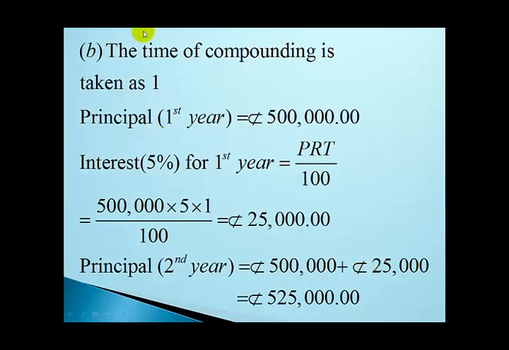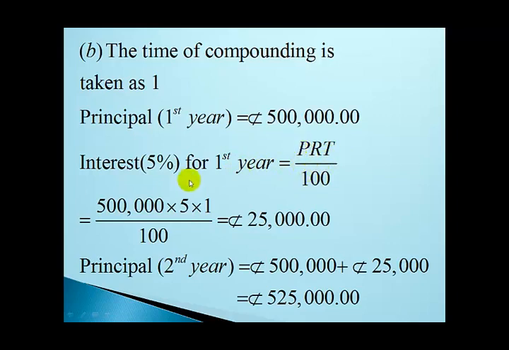Now B, the time of compounding is taken as 1. So take note of this. The principal, that is the first year, the amount invested is equal to 500,000 cedis. That's the principal for the first year. So let's calculate the interest, that is the 5% for the first year. And we know that the interest is equal to P times R times T divided by 100.